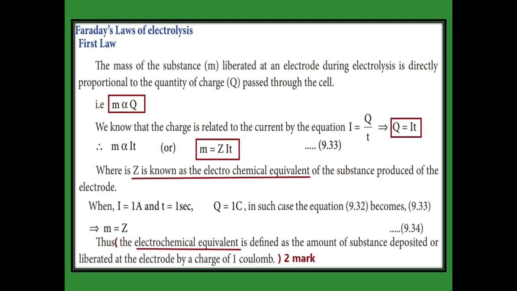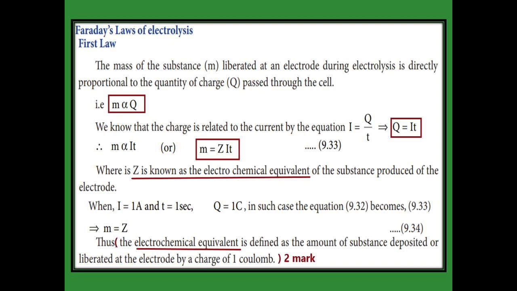Faraday's first law. From this Faraday's first law, the mass that is liberated on the electrode is directly proportional to the quantity of the electric charge that is passed through that cell. So m is the mass, m is directly proportional to the charge, that is q. The directly proportional we can convert into a constant. That constant value is Ez, and q means current I into time, so that we get m is equal to Ez, where Ez is the electrochemical equivalent, a constant value, into I into t.